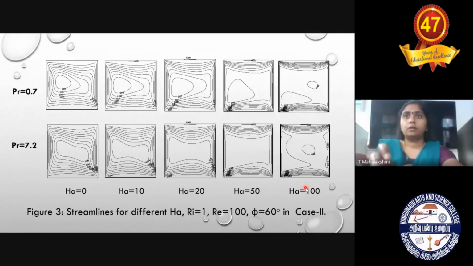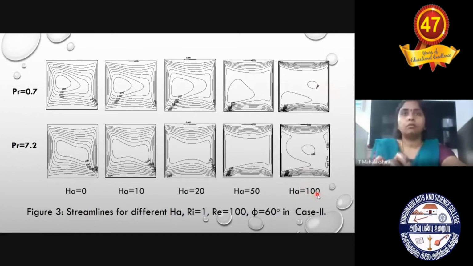And these streamline graphs represent the magnetic field effect for case 2. For the fluid air, we can see the fluid motion inside the enclosure like this. As you see in the first streamline graph, the flow rate is 0.059, whereas the flow rate is reduced to 0.006 at the highest magnetic field effect, Ha is 0.